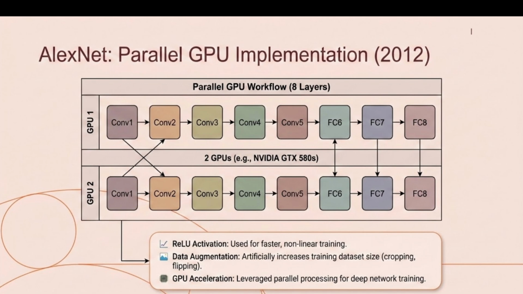Now, why was it so much better? Three reasons. First, it was the first major architecture to abandon old school sigmoid and tanh functions in favor of ReLU, as mentioned in earlier videos. This allowed it to train several times faster without gradients vanishing. Second, it used massive data augmentation, like randomly cropping, flipping, and altering the training images so the network couldn't just memorize the data. Third, and most importantly, it was the first network designed to run on the massively parallel processing power of gaming GPUs.